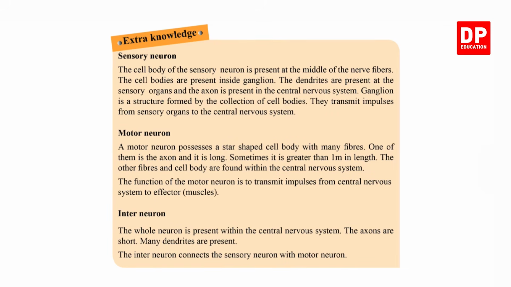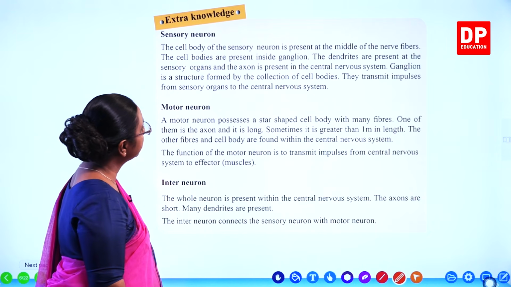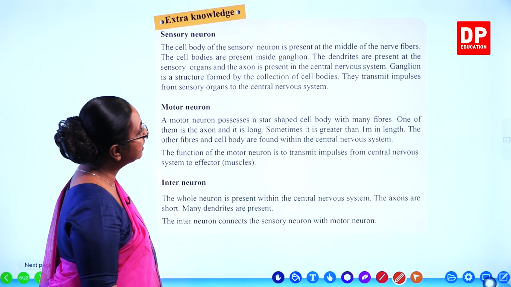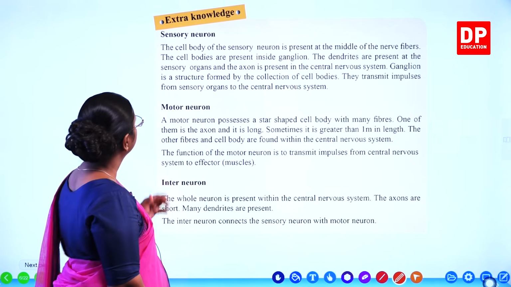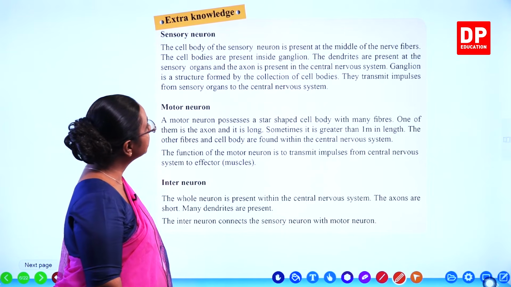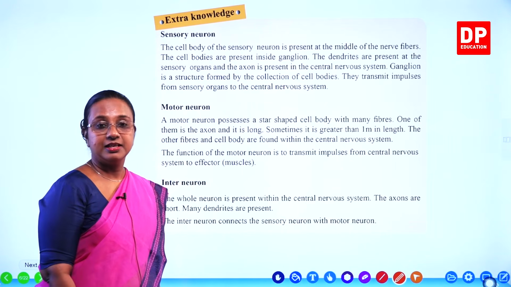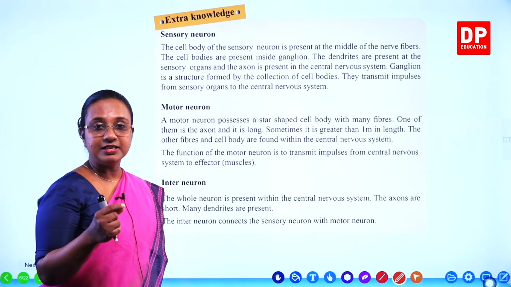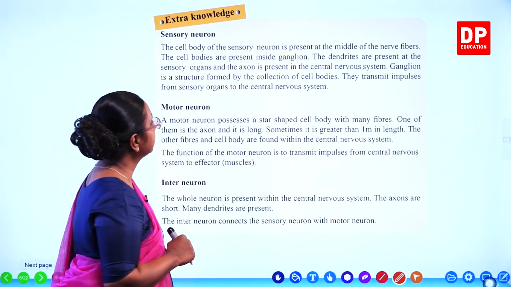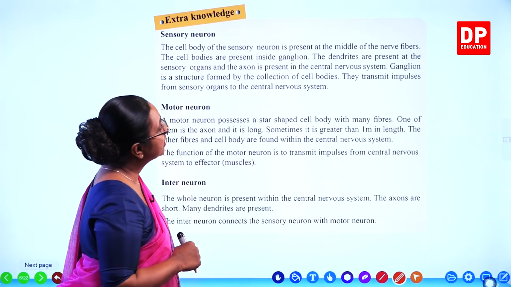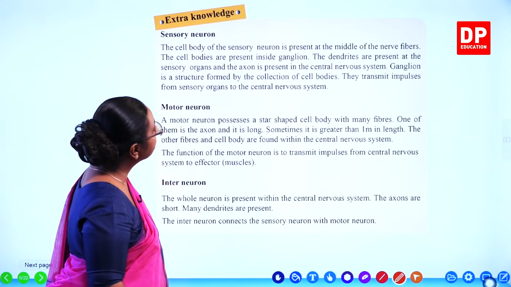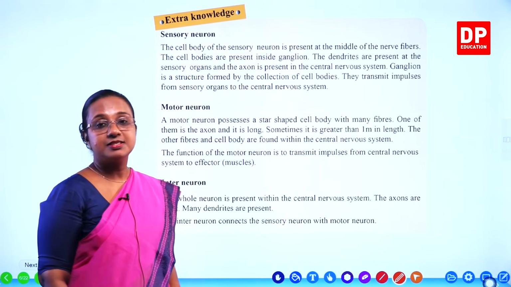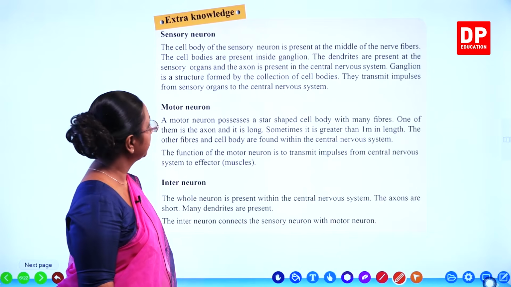Extra knowledge. Sensory neuron. The cell body of the sensory neuron is present at the middle of the nerve fibers. You saw that in the diagram. The cell bodies are present inside the ganglion. In nerves, there are ganglions and the cell body is present inside the ganglion. The dendrites are present at the sensory organs and the axon is present in the central nervous system.